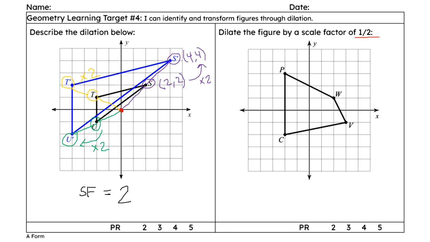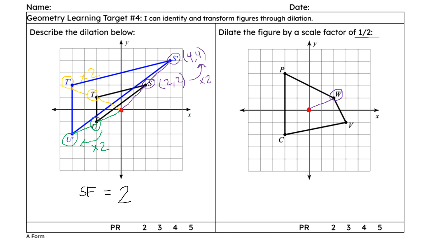So instead of my new shape now being twice as big, I want it to be half as big. So I'm going to be dilating this smaller now instead. So here is my point of dilation. I want everything to either kind of blow out from or drop down into this point. And we'll start over here with point W. I'm going to connect here from W to my point of dilation, the origin.